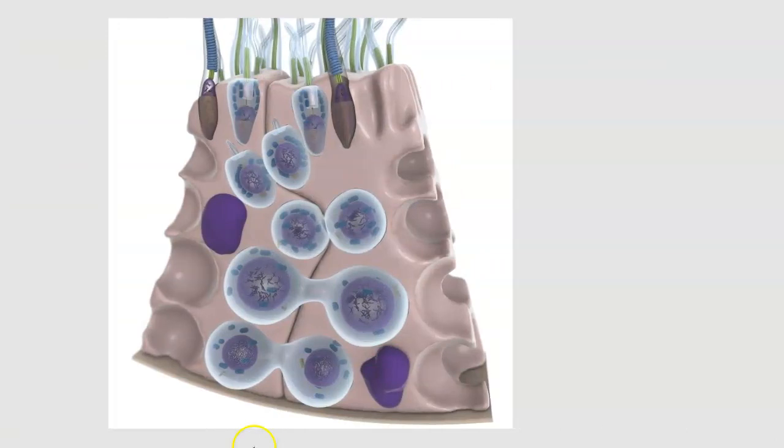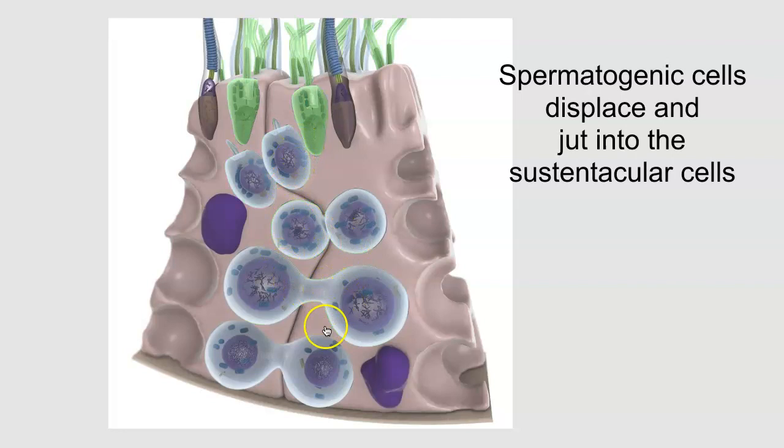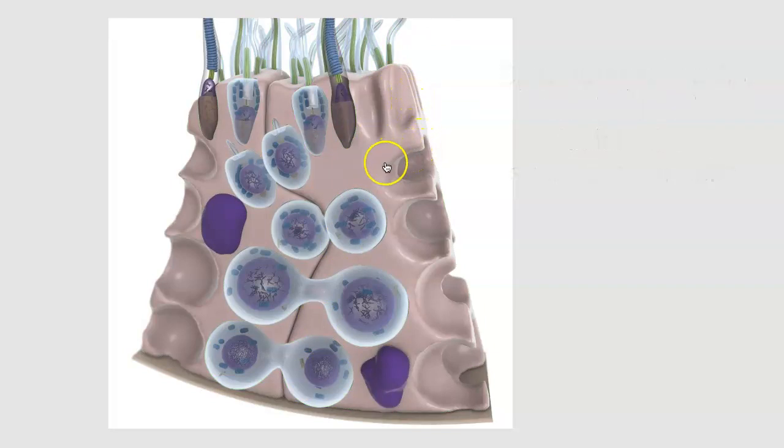Taking a closer look at these two cell types, doesn't it look like the spermatogenic cells are right inside of the sustentacular cells? That's so confusing at first. Actually, the spermatogenic cells never enter inside of the sustentacular cell. They just displace it.